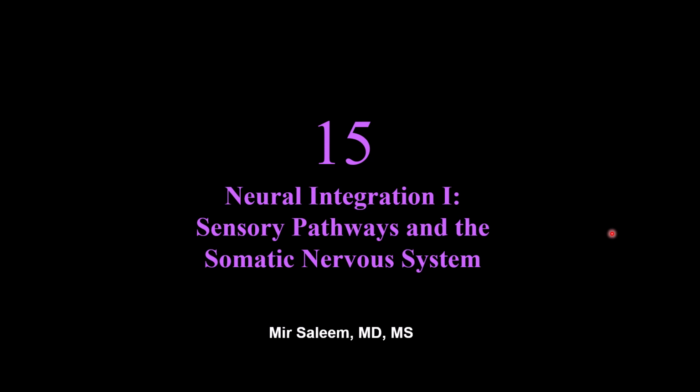One is the sensory pathway and the other one is the somatic part of the nervous system. So somatic motor here. The autonomic nervous system is discussed in chapter 16 because that's a big topic, so they put it as a separate chapter.